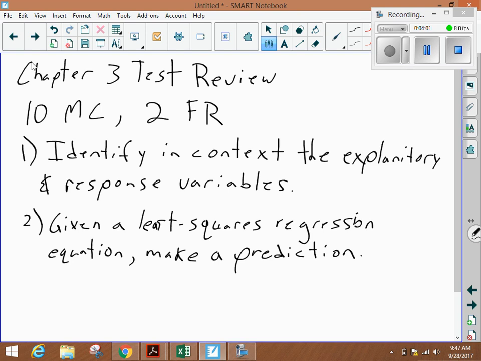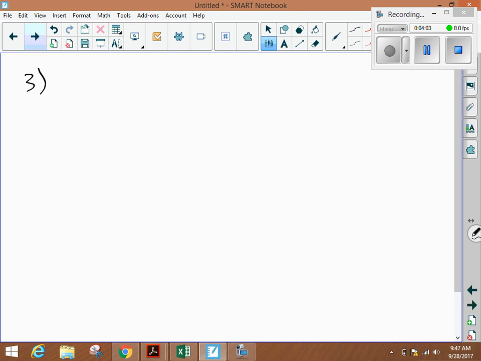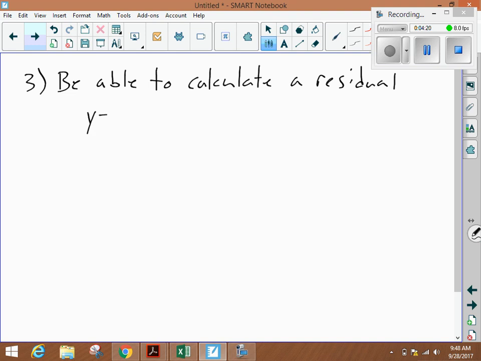Be able to calculate a residual. What's our formula? Y minus y hat is our residual.